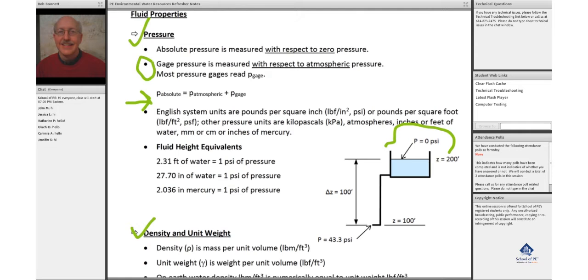Okay, so pressure, of course, in English US units is pounds per square inch, or PSI, right? And in SI units we're in kilopascals, etc. So these fluid height equivalents are important. And here's an important conversion right here. 2.31 feet of water is equal to 1 pound per square inch. And what does that mean? As a reminder, if you were to inject 1 pound per square inch of pressure in this tube of water, it would raise the water up 2.31 feet.